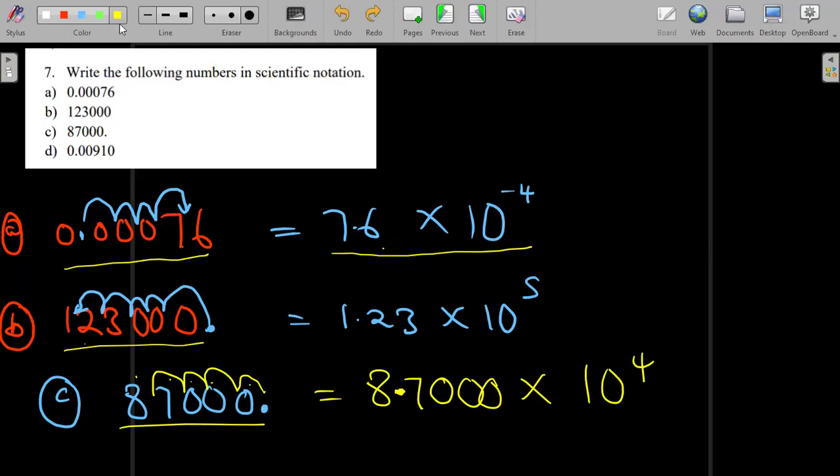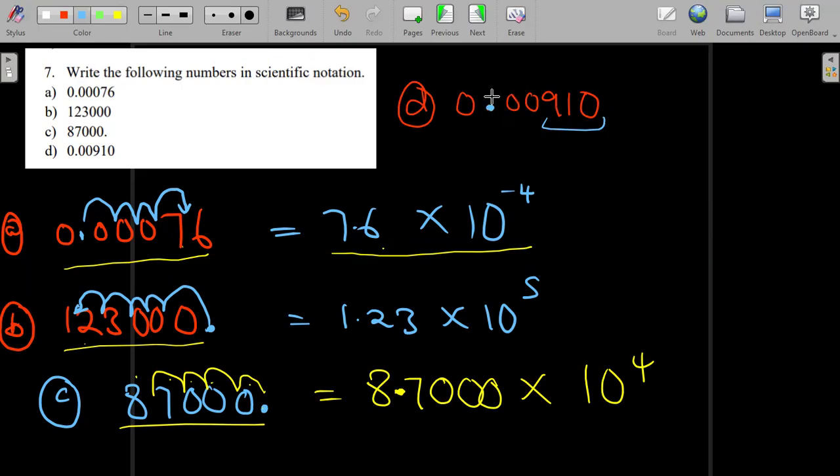So let's look at the last one. The last one is D. We have 0.00910. So how many significant figures do we have in this number? 3. The 9, 1, and this trailing 0 because of this decimal point here.